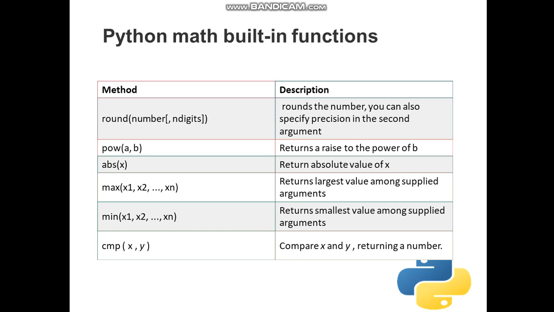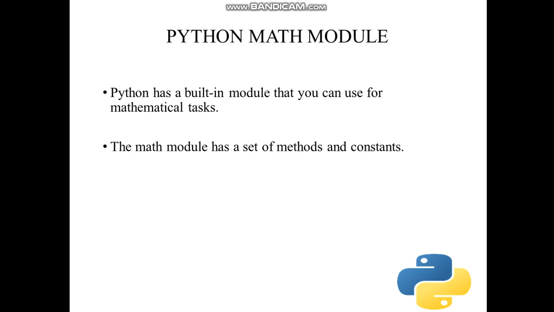Next is abs of x. It returns absolute value of x. Next function is max. It is going to give the largest among the supplied arguments. So here you can pass any number of arguments and it will give me the maximum of the arguments which we have passed. Next is min. It is going to return the smallest value of whatever arguments we have passed. Next is compare. It is going to compare x and y.